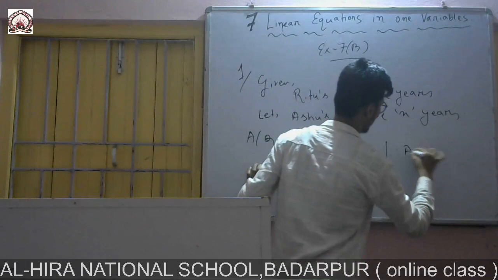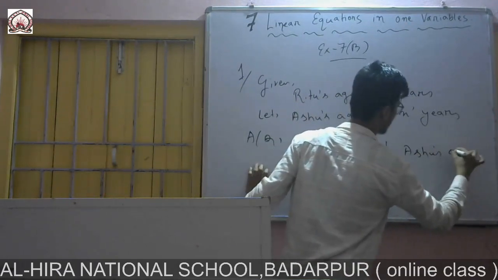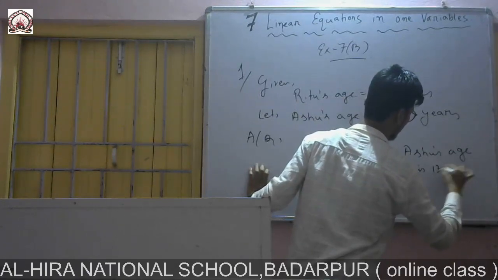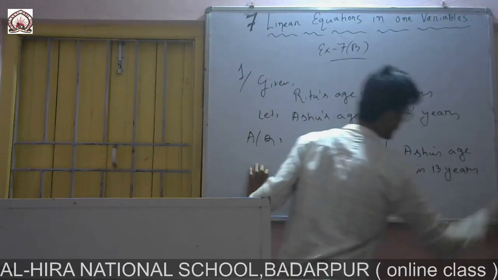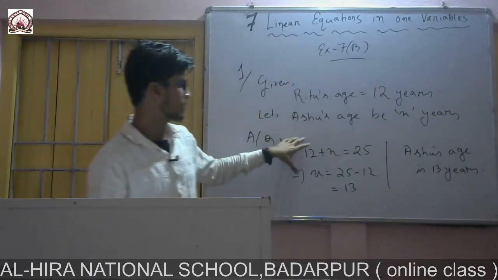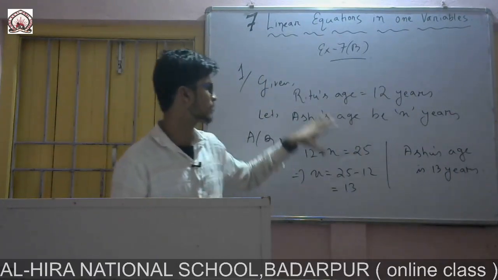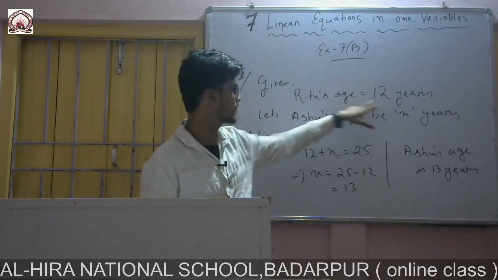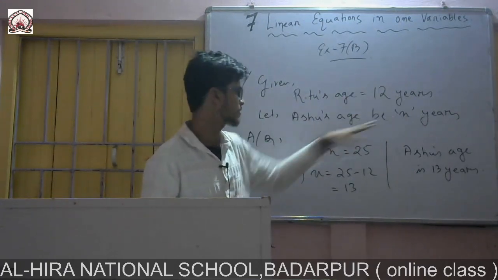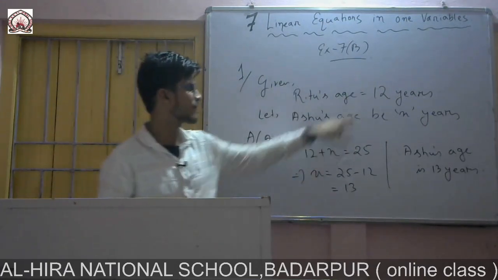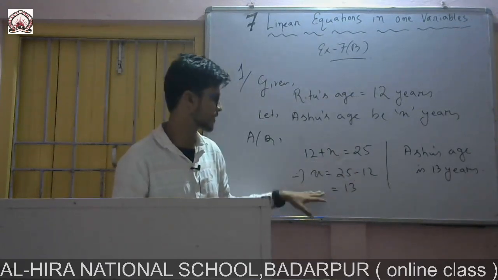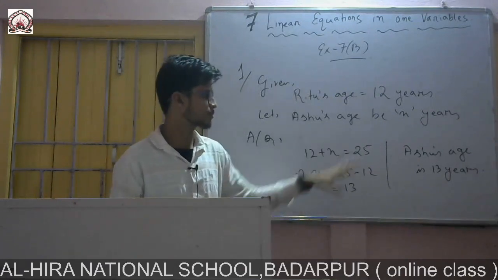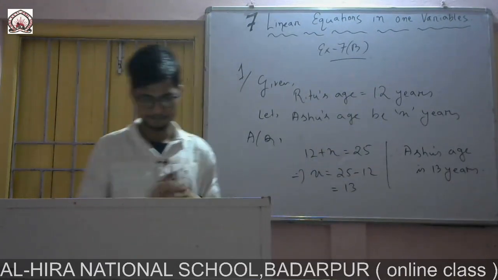Therefore Ashu's age is 13 years. So you have to let, which one is missing, you have to let that one. We know that Ritu's age is given 12 years. Ashu's age we will let x. Then it is given that the sum of their age is equal to 25. So we will write that equation and then you will solve and you will find the value of x, which is equal to the Ashu's age.